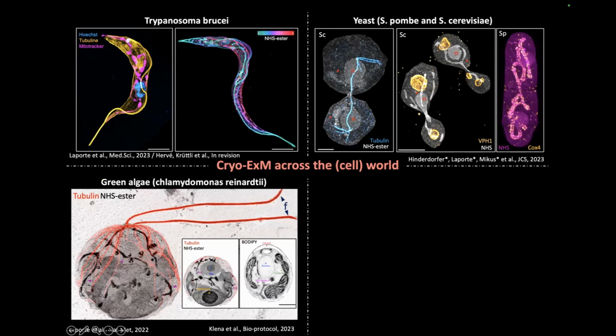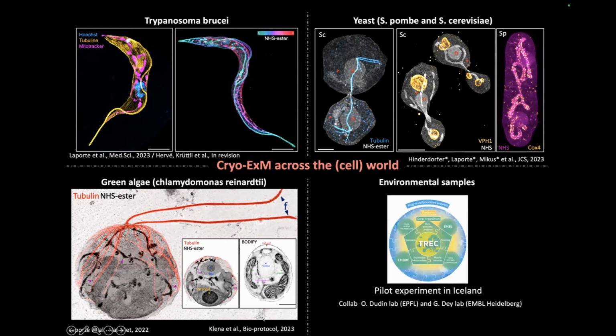Regarding the plant, the only thing that I could try was green algae, Chlamydomonas reinhardtii, because it's a very canonical model for ciliary studies. And again, the cryofixation is working tremendously. Here you see the thylakoid stacks, and the mitochondria is really nice, and it was published 2 years ago.